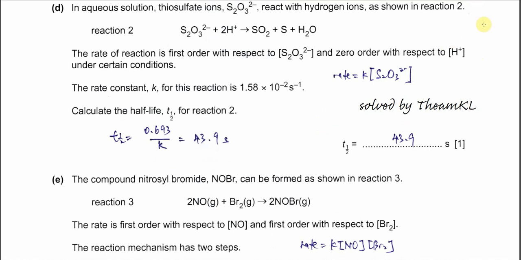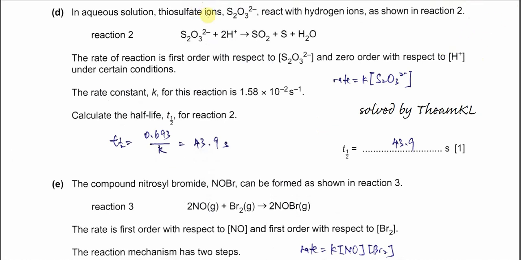Part D. In aqueous solution, thiosulfate reacts with hydrogen ion, shown in reaction 2. This is another question already, another reaction. It's about thiosulfate, not persulfate. Now, thiosulfate reacts with H+ to form SO2, sulfur, and H2O. The rate of reaction is first order with respect to the thiosulfate and zero order with respect to H+. It means something like this: rate equals k times the concentration of thiosulfate only.